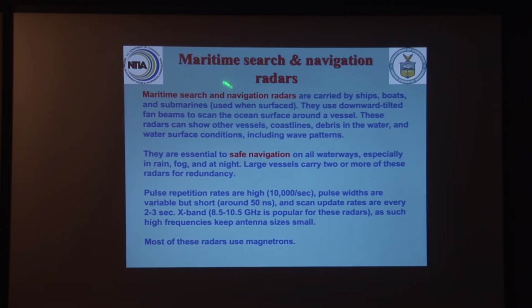Okay, then, next, maritime search and navigation radars. These are the radars you see spinning on ships, boats, and if a submarine is surfaced and coming into port, in submarines. They're carried down inside the submarine body when the sub is out at sea and submerged, but when the sub is surfaced, it, like ships and boats, needs to have this downward tilted maritime antenna fan beam scanning around, basically updating every 2 or 3 seconds, and it shows you the ocean surface around the vessel.